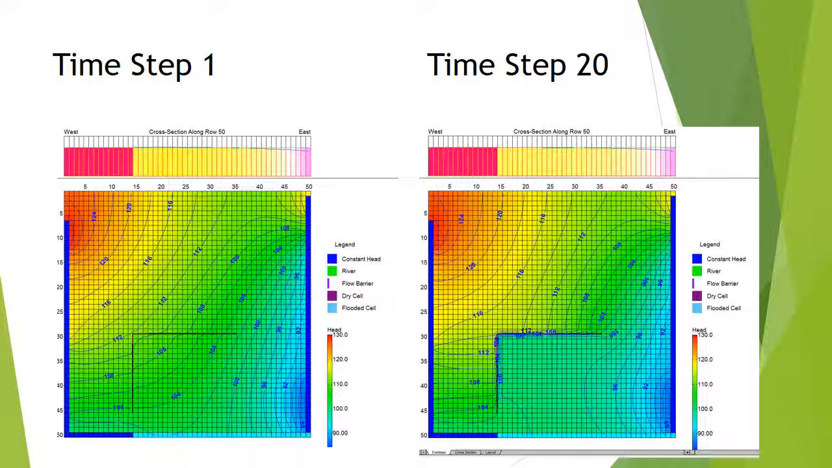So specifically looking at time step 20, we can see that the wall is effective in diverting the water away from the landfill. This results in a constant head in the landfilled area, and the water that is going to the river is clean water and was not contaminated by the landfill.